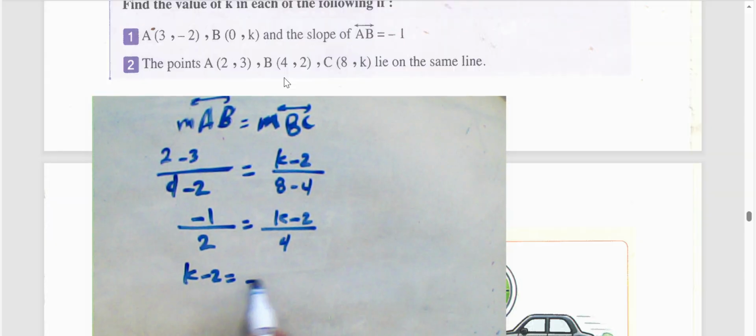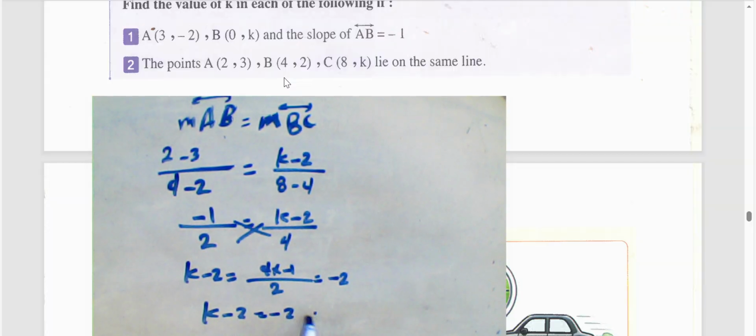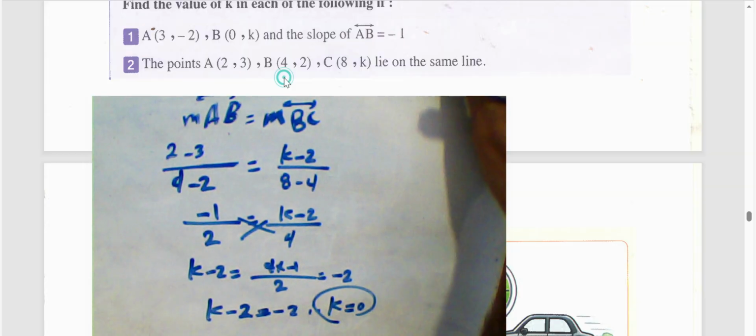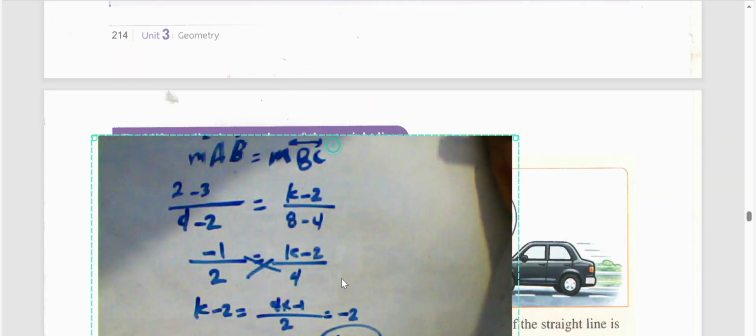Then k minus 2 equals, the product here, 4 times negative 1 over 2, it will be negative 4 divided by 2, it will be negative 2. So k minus 2 will be equal to negative 2, then the value of k will be 0. Okay, next question.